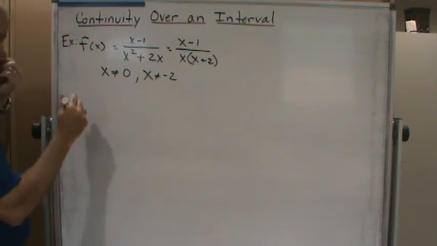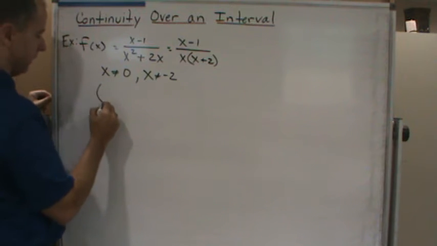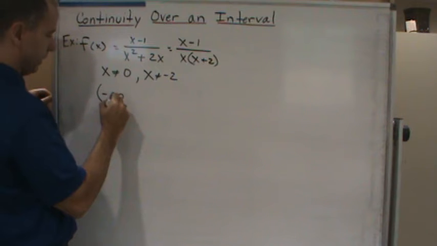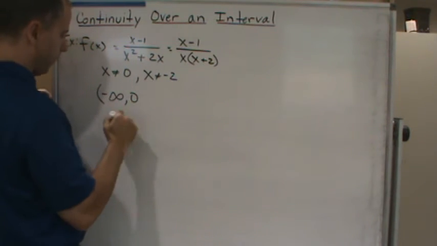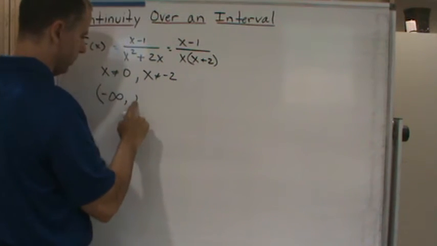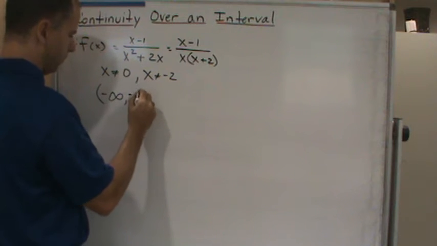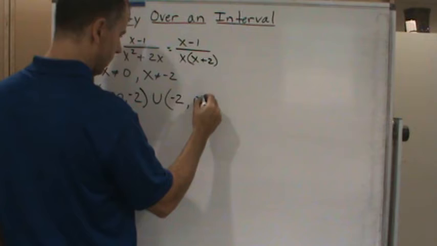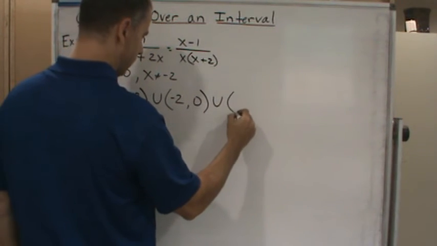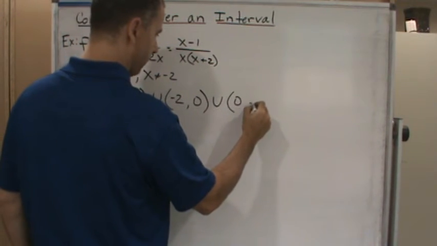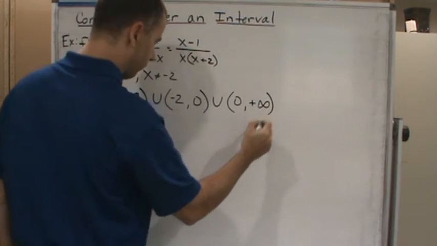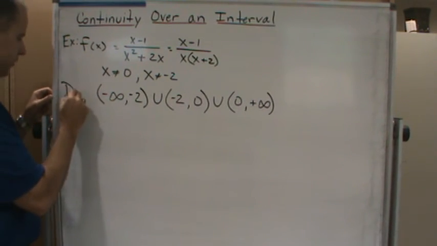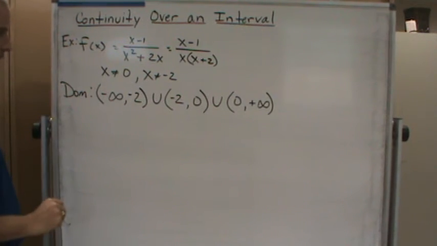So that means that the domain is going to be the intervals negative infinity to negative 2, union negative 2 to 0, union 0 to positive infinity. And so that's the domain, right? So this is the domain of the function.